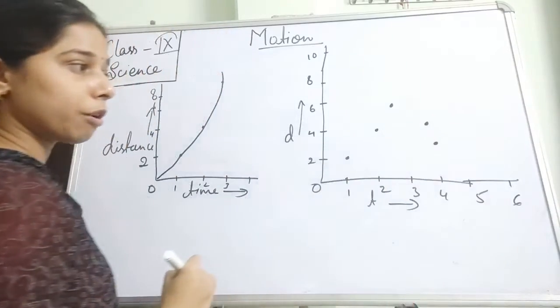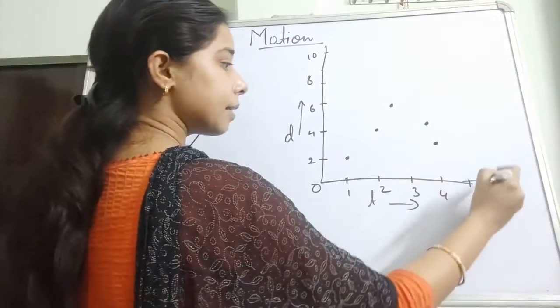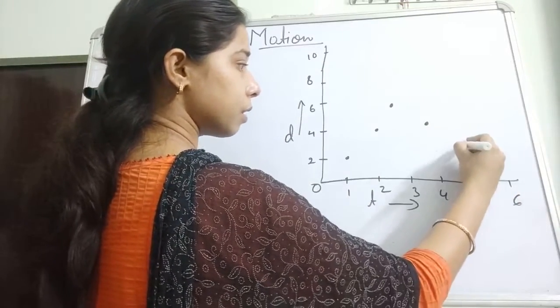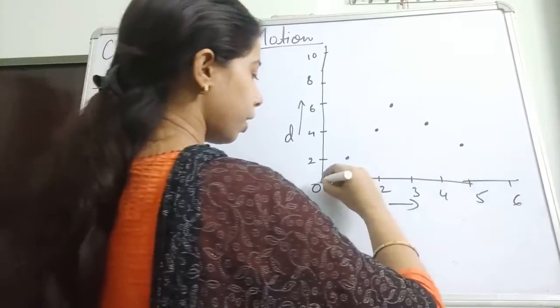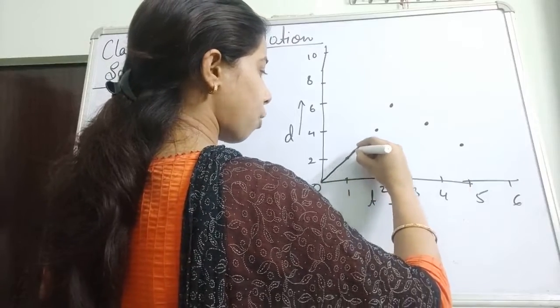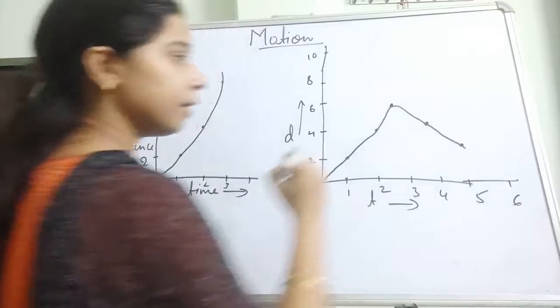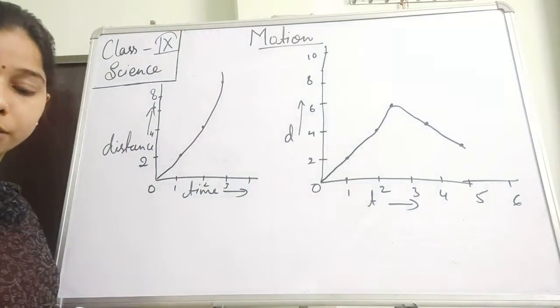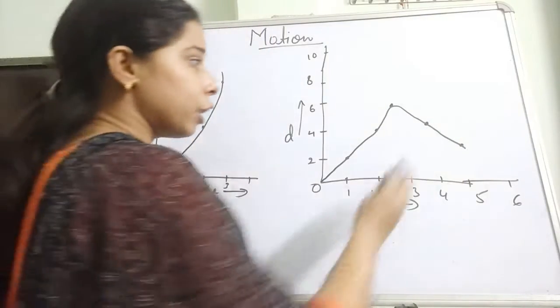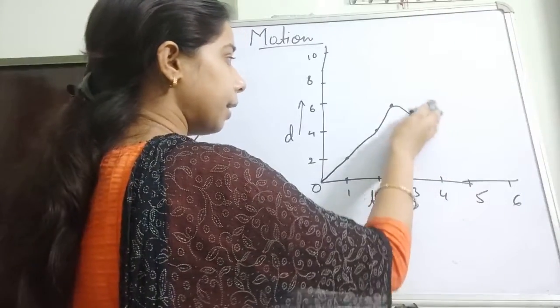It travels a distance of 3 meters. At the 6th second, it means it travels a distance of 3 meters. So if you join this graph, what kind of a graph will you get, students? It will be like this. So you can see here what kind of a graph it will be.